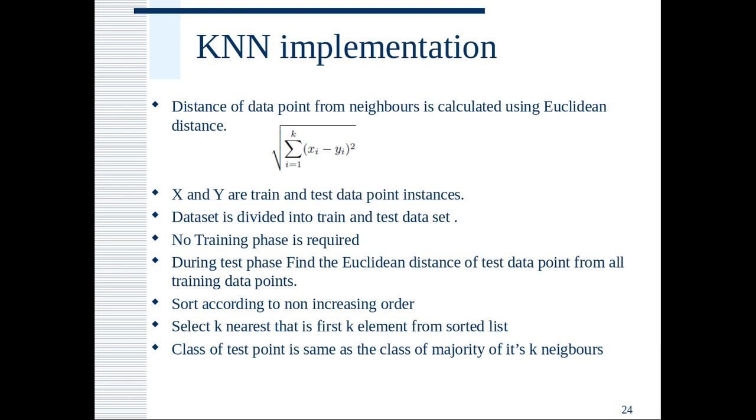During the test phase, we find the Euclidean distance of the test data point from all the training data points. Then we sort according to distances in non-decreasing order. Then we select the first k elements from the sorted list. These k elements are the k nearest neighbors for that particular test data point. Now the class of the test point is the same as the class of the majority of its k neighbors.